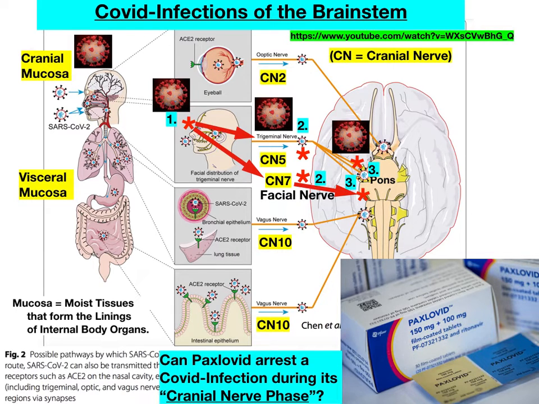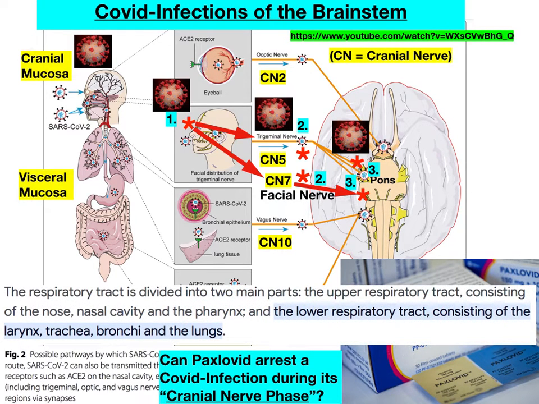So, placing that question in the context of this earlier summary figure. Stage 1, mucosal infection. Stage 2, cranial nerve infection. Stage 3, brainstem infection. Note that there are a variety of routes for COVID infections to move from mucosal tissues to the brainstem via cranial nerves. Let us focus first on the respiratory system.